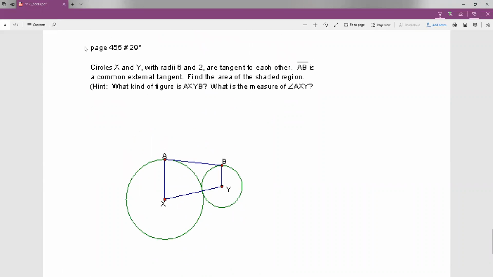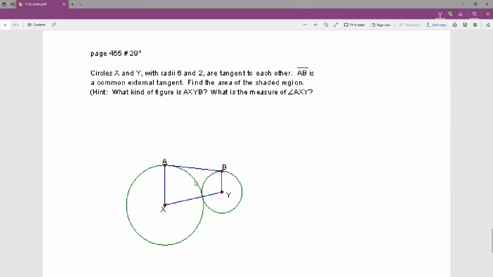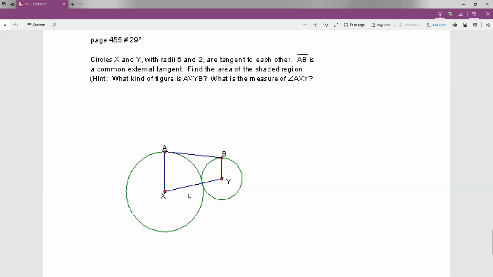Okay, lastly, we got this problem. This is one of the more challenging problems that you guys are going to run into for this unit. So here we have circles X and Y with radius 6 and 2. They're tangent to each other. So tangent to each other means they only touch at one point, which is right here. AB is a common external tangent, so that means that this line here is tangent to both of these guys, which means it only touches them once and it makes 90-degree angles with the radius. Find the area of the shaded region.